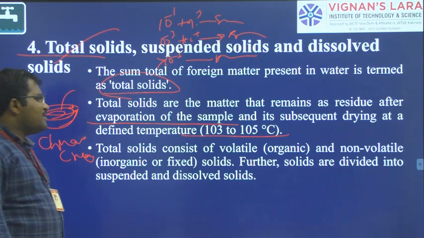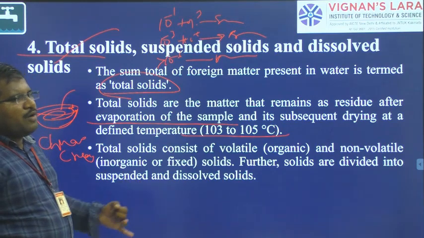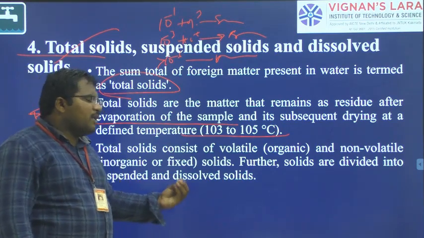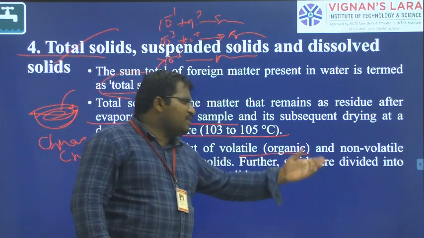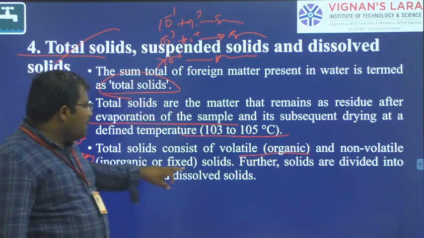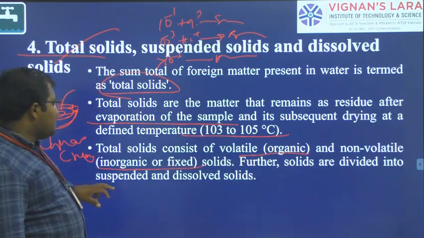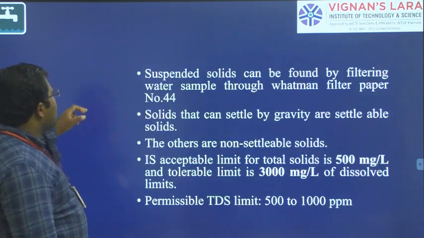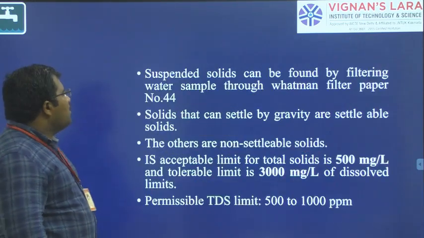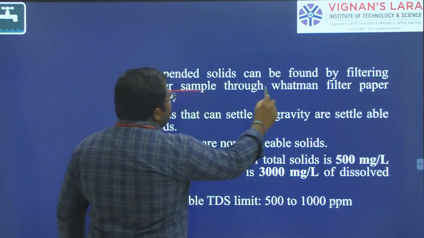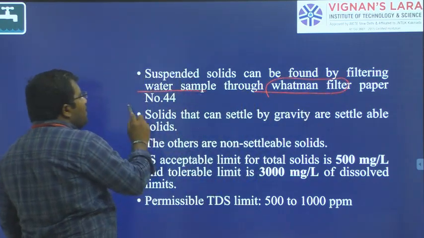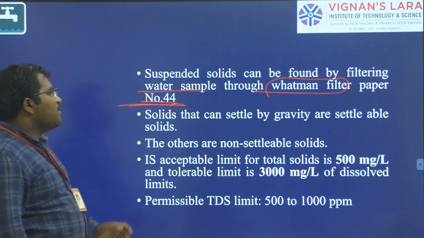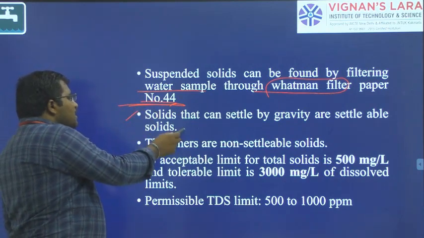So total solids consist of both volatile and non-volatile, right? Volatile means organic solids, and non-volatile means inorganic things. Further, solids are divided into suspended and dissolved solids. Next, suspended solids can be found by filtering the water sample through filter paper called Whatman filter paper number 44. Then solids that can settle by gravity are settleable solids.